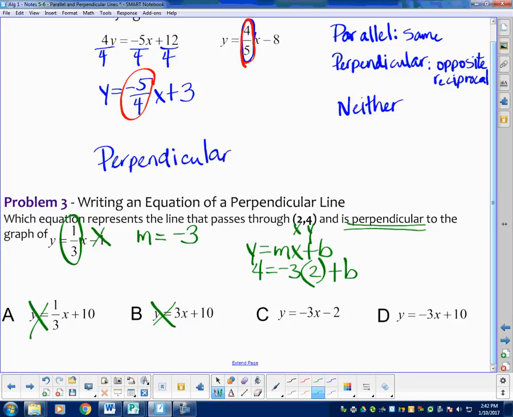Okay, if I multiply these, what do I get? Negative 6. Negative 6, and then how do I get b by itself? Add. Close. Yep. So b equals 10. Good. D. So we've got y equals negative 3x plus 10.